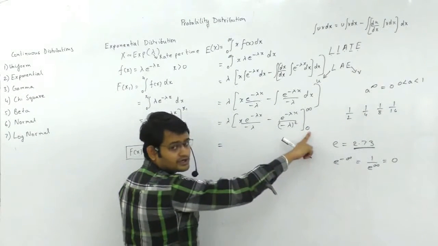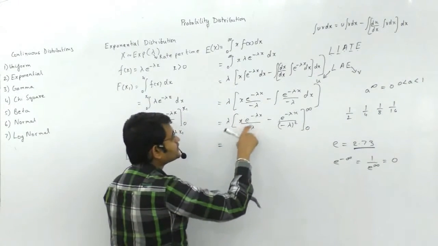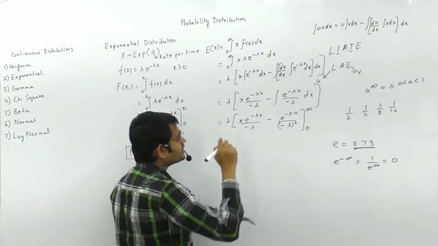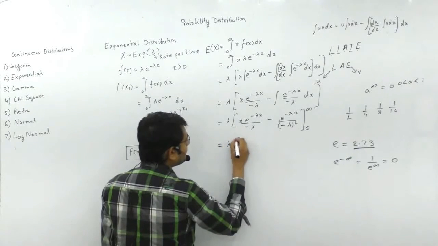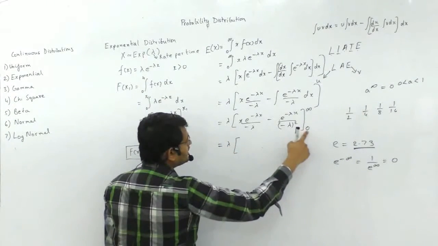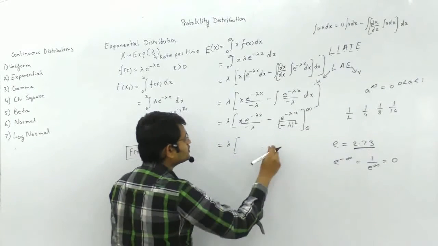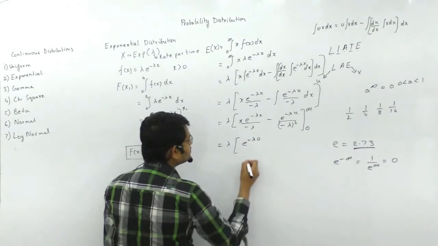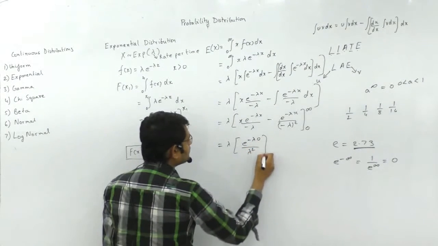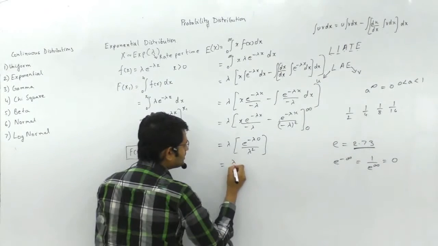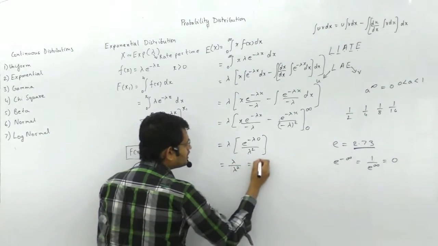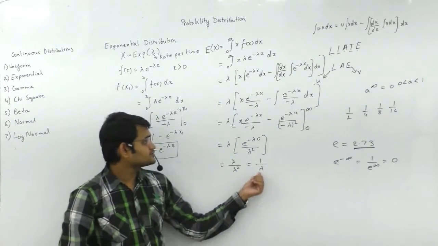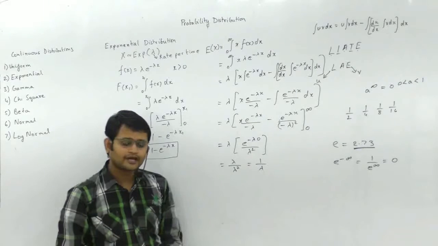When I put x equals 0 here, this particular term becomes 0. And when I put x equals 0 here, I get 1. So I get lambda, minus, and then I'll have a negative for the lower value, so I get a positive value, e raised to minus lambda 0 upon lambda square, or you can say this is going to be lambda upon lambda square, or 1 by lambda. So this becomes our expected value of the exponential distribution, which is nothing but 1 by lambda.